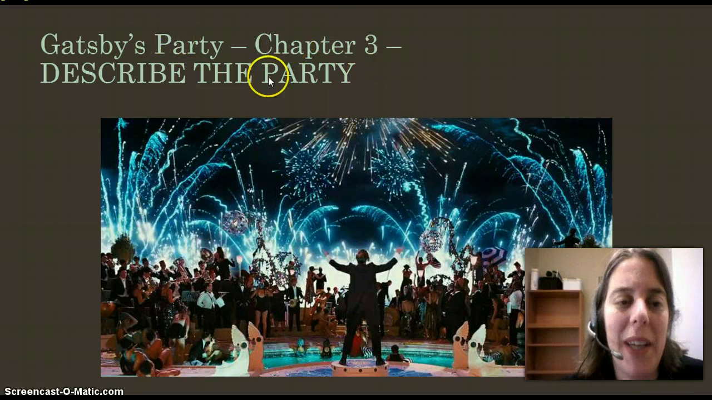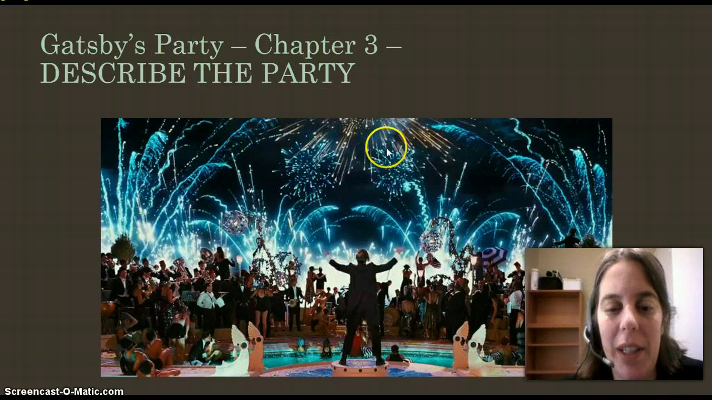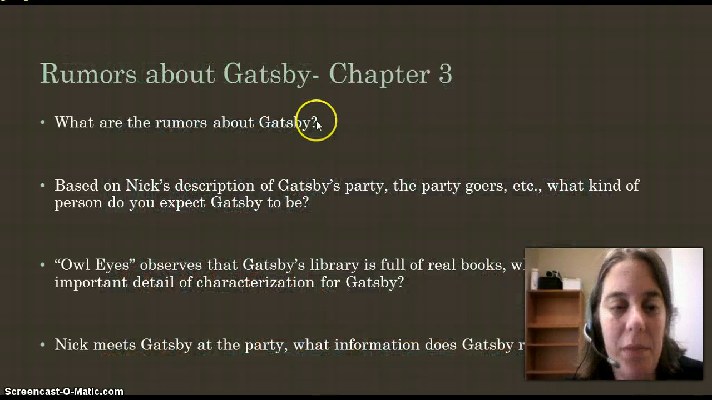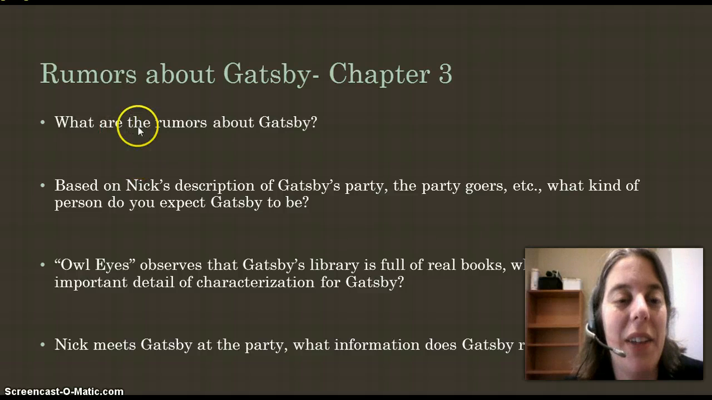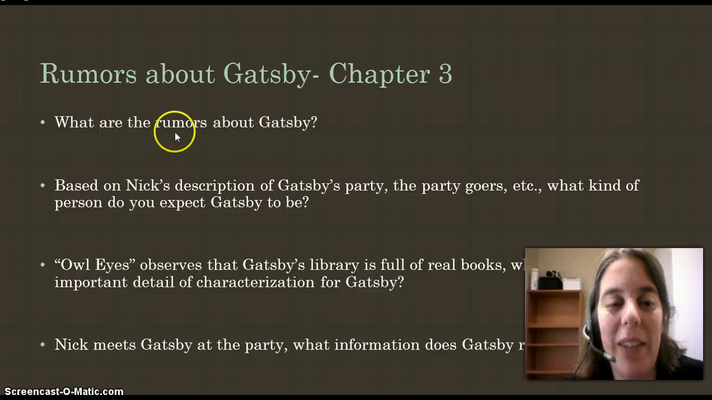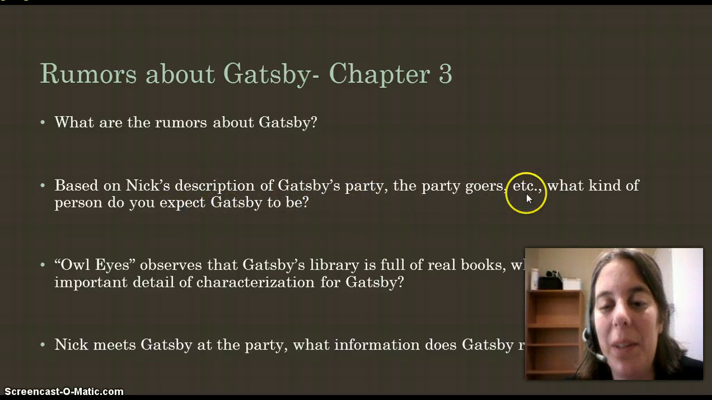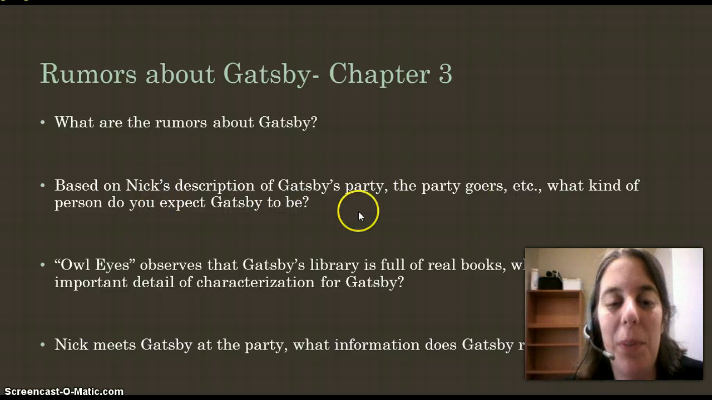Chapter 3 is all about Gatsby's party, describing the party. Fantastical amusement park, the most rockin' party you will ever go to. At the party, Nick hears lots of rumors about Gatsby. I'd like you to think about what he hears about Gatsby in particular, and based on Nick's description of Gatsby's party and the partygoers, what kind of person do you expect Gatsby to be?